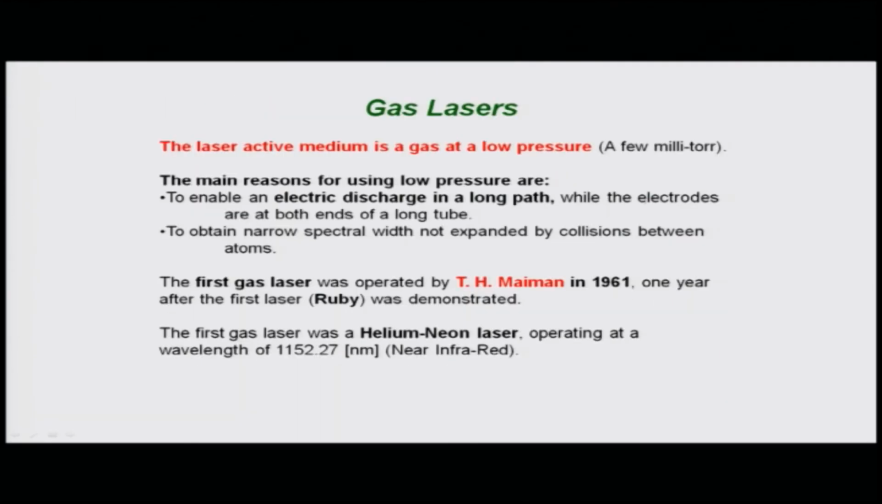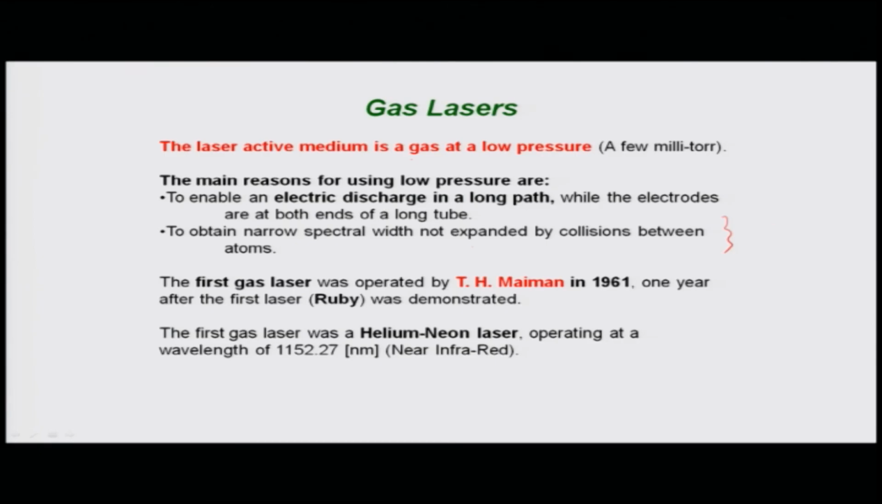Again, for the gas lasers, for example, the laser active medium is the gas at low pressures, roughly a few millitorrs. The main reason for using the low pressures is to enable electric discharge. So, most of the gas lasers are based on electric discharge principles, with a long path where the electrodes are at both ends of the long tube to obtain narrow spectral width, not expanded by collisions between the atoms. That is another important way to reduce the line broadening.